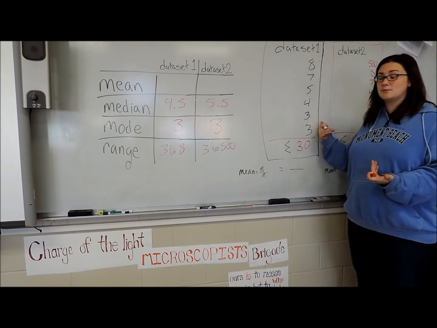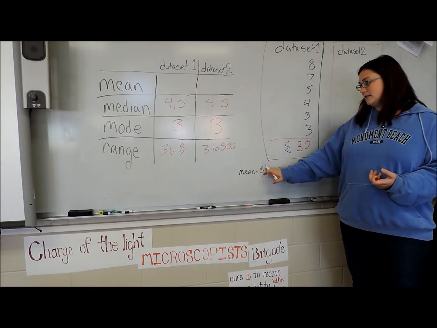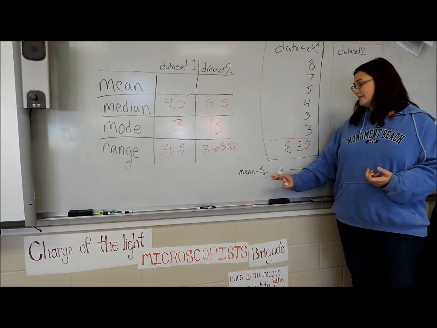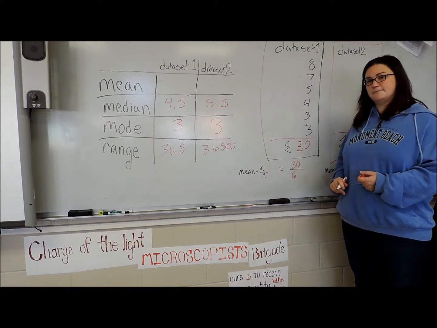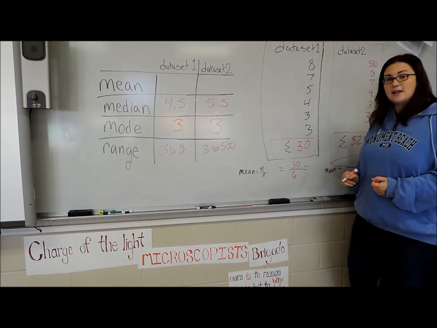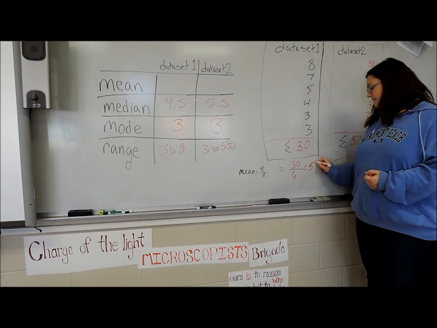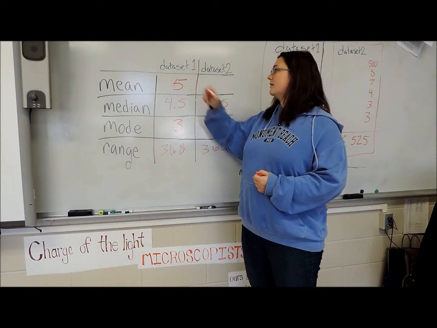In both cases, we have 6 samples. So I've written that out down here. We want the sum of everything divided by the number of samples. So 30 divided by 6 will give us the mean of data set 1. And this actually works out to 5. So let's add that to our chart. Data set 1 has a mean of 5.